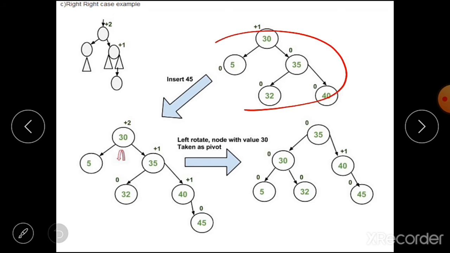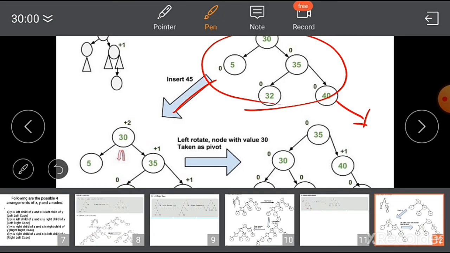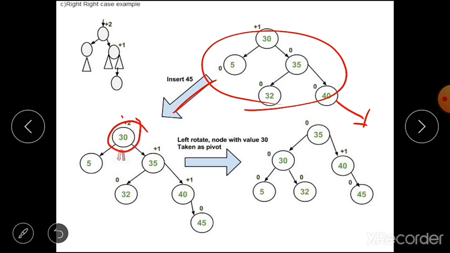This is a balanced tree and we are trying to insert 45. 45 will be inserted here, that is in the right of the 40. So when we check the balancing factor, 30 becomes unbalanced. So it is a right case. So we do a left rotation based on this 30.